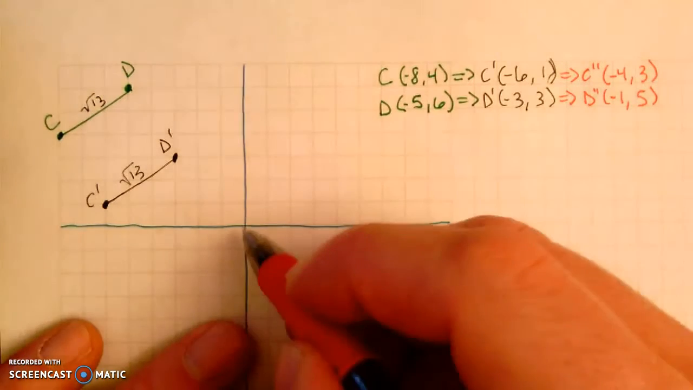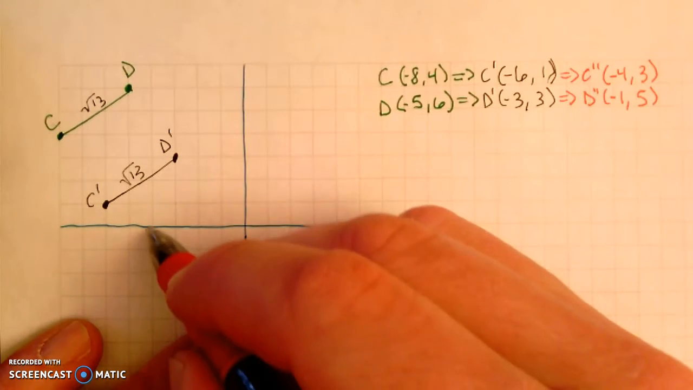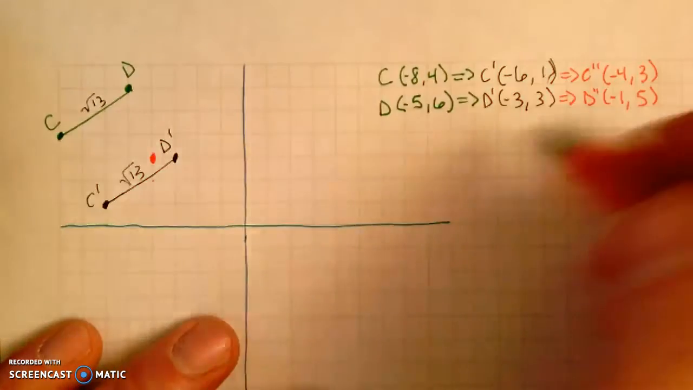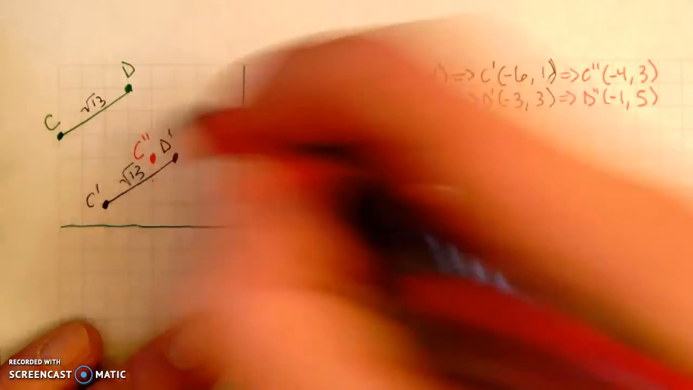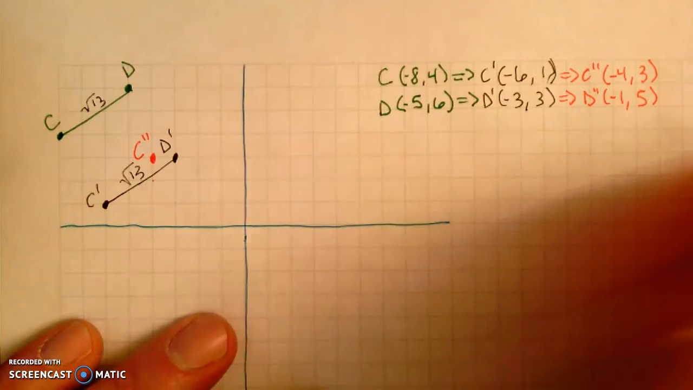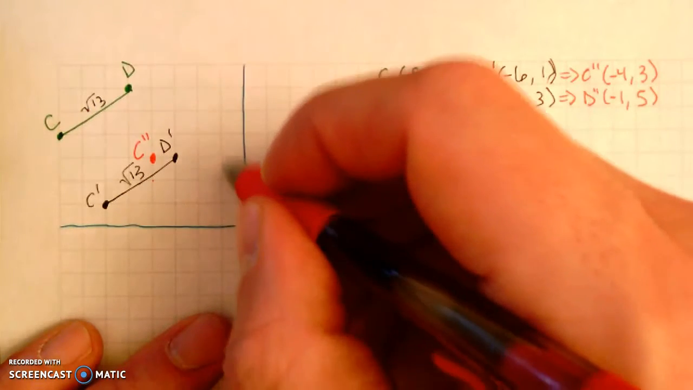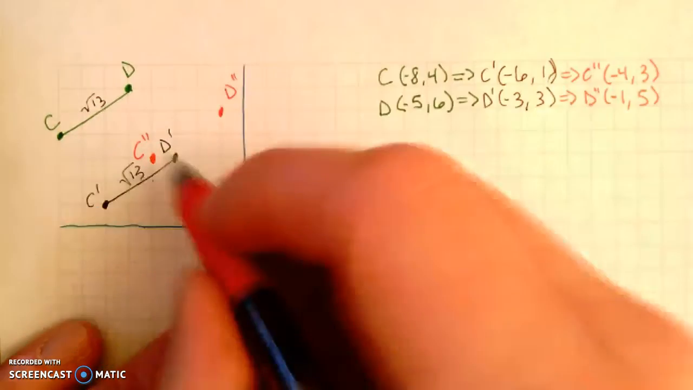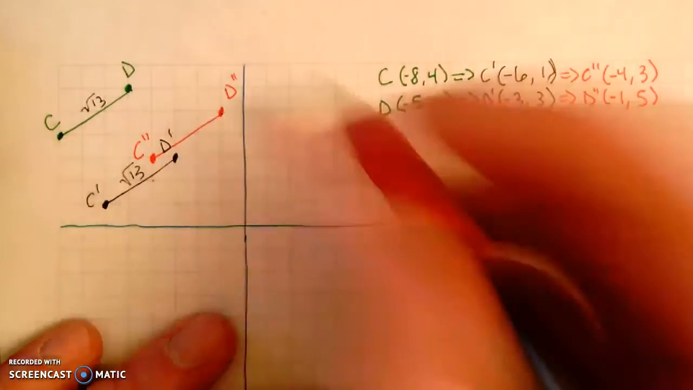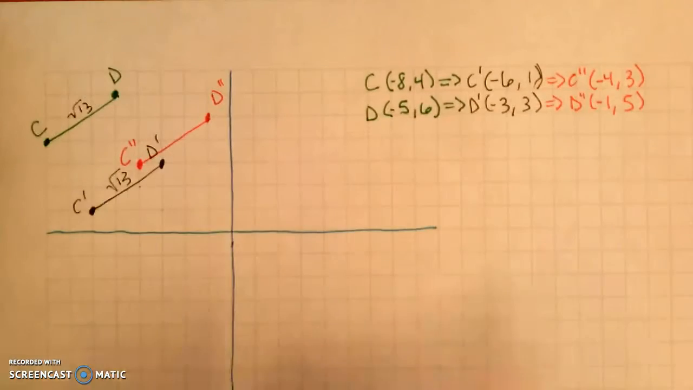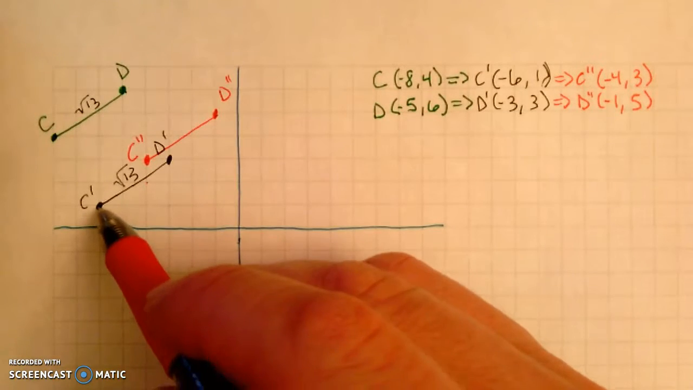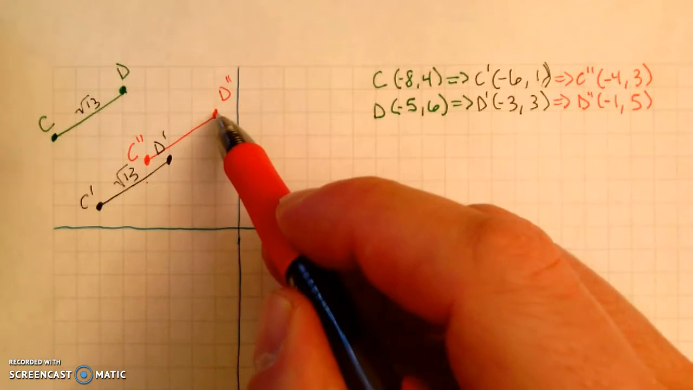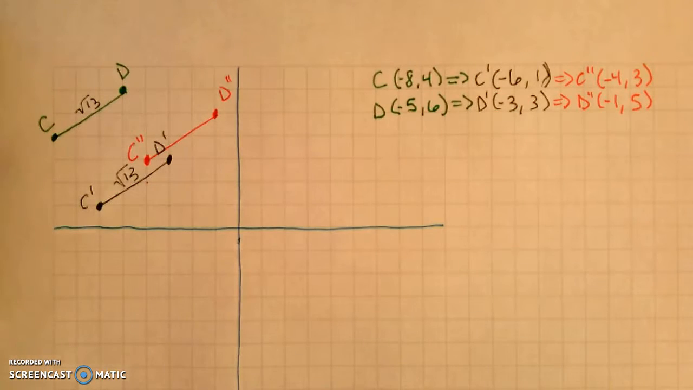So -4, 3, 1, 2, 3, 4, 1, 2, 3. And this is C double prime. And then -1, 5, back 1, up 1, 2, 3, 4, 5. This is D double prime. And also notice for each of these, adding 2 to each coordinate moves the point over 2, up 2, over 2, up 2. It's another double check to make sure you've done things correctly.